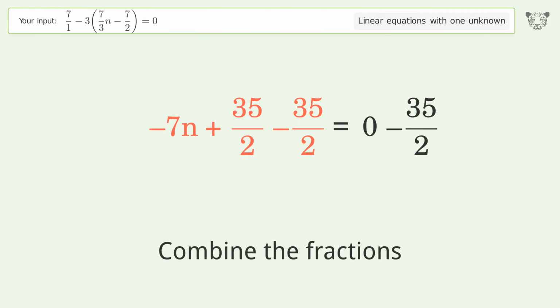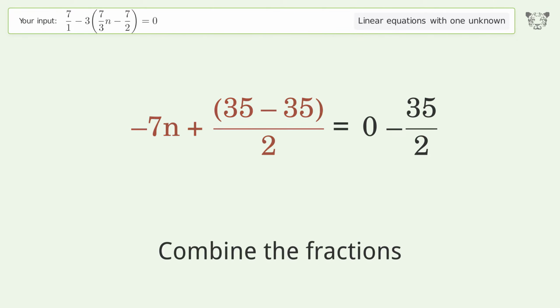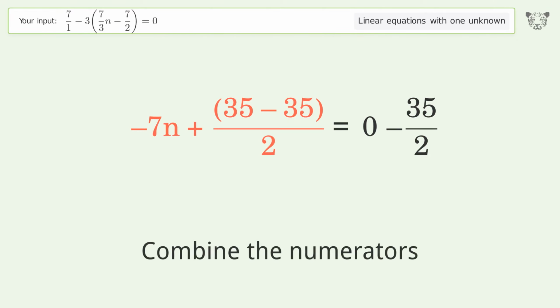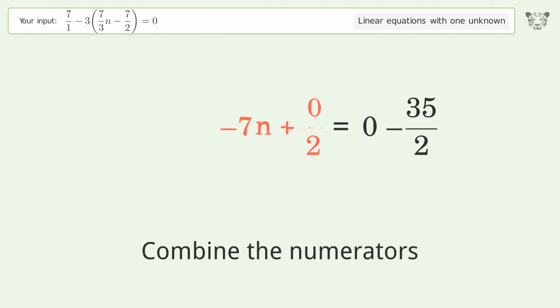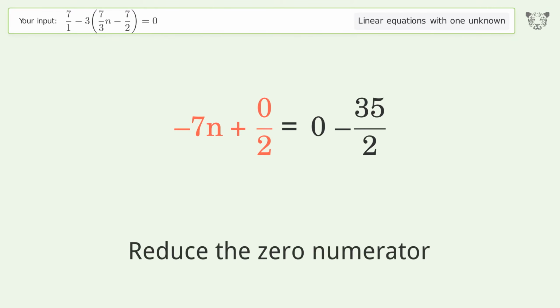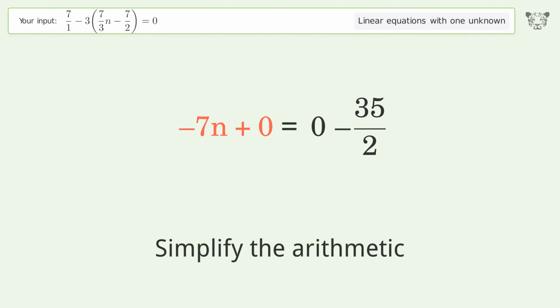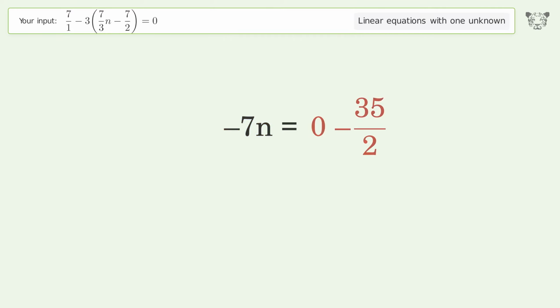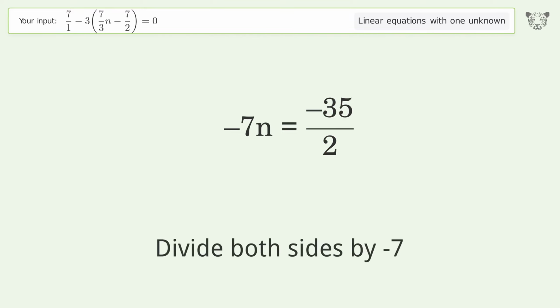Combine the fractions. Combine the numerators. Reduce the zero numerator. Simplify the arithmetic. Isolate the n. Divide both sides by -7.